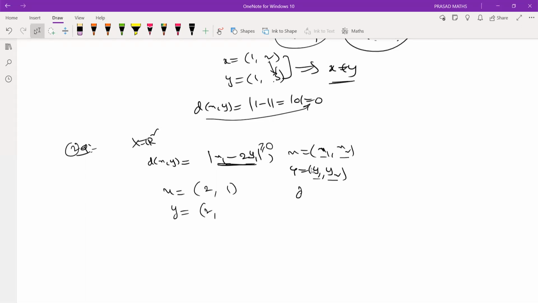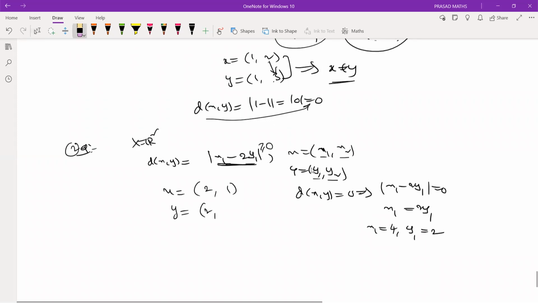So what is my guess? Distance is 0. That means x1 minus 2y1 equals 0. That means x1 is equal to 2y1, right? So I can take x1 equal to 4, y1 equal to 2. Rest of them are the same.